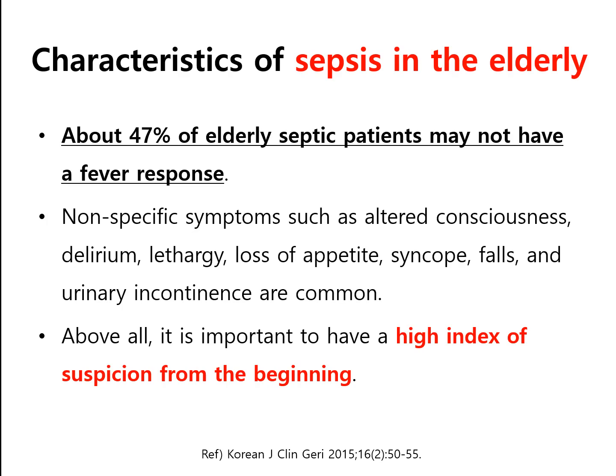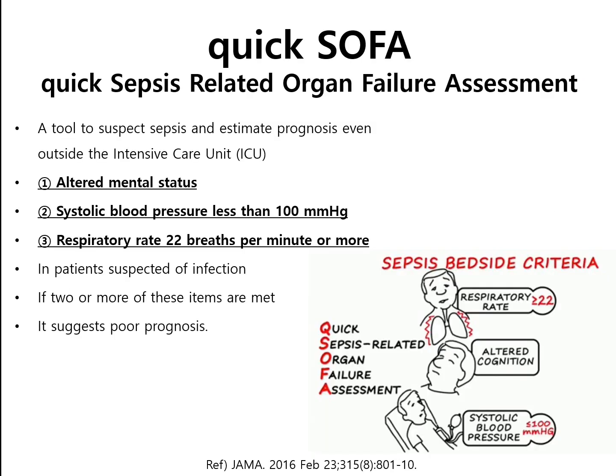This case highlights important characteristics of sepsis in the elderly. About 40 to 50% of elderly septic patients may not have a fever response. Non-specific symptoms like altered consciousness, lethargy, loss of appetite, and altered vital signs are common. Above all, it is important to have a high index of suspicion from the beginning.